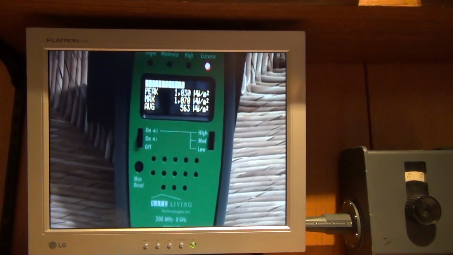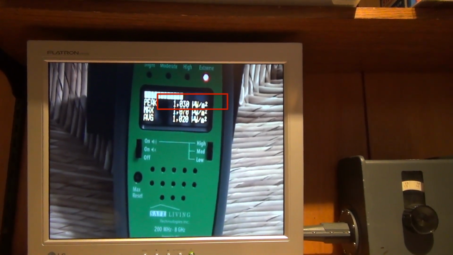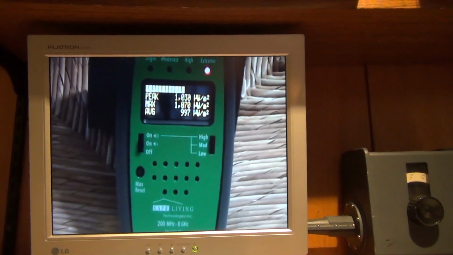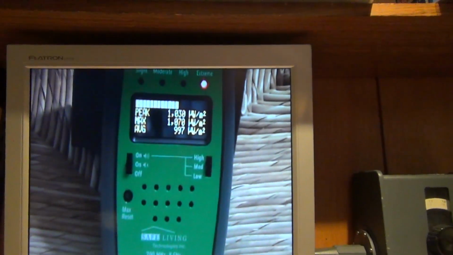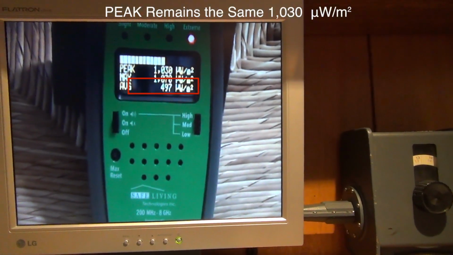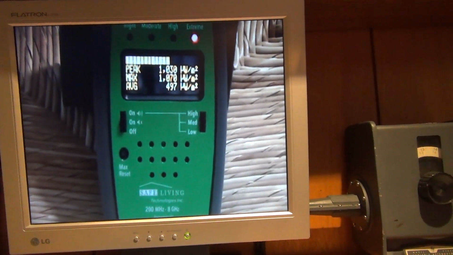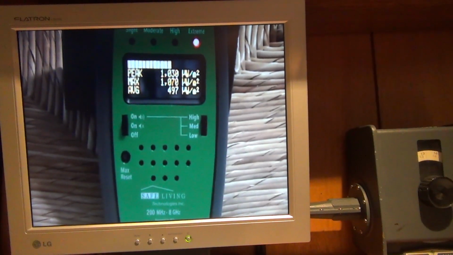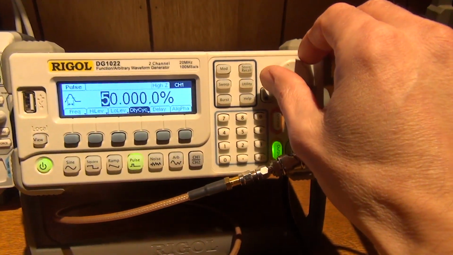So I'll turn the RF on right now, and this is a continuous wave CW signal around 1,000 microwatts per square meter. So now I'm going to set a pulse width modulate it with a 50% duty cycle pulse width, and when I do that, we see the average now going just below 500 microwatts per square meter, and up to 506.